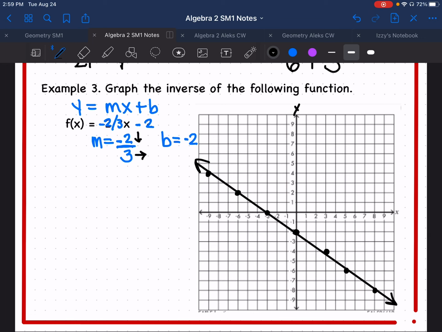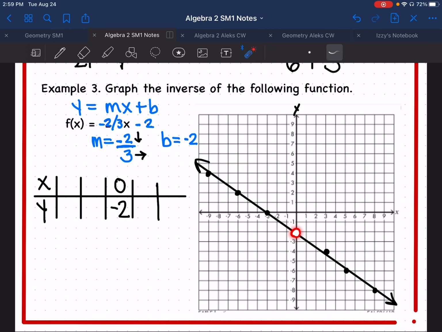I can go ahead and make a table. I'm going to make the table in this direction simply because I think it'll fit better. I want to make sure that I have my y-intercept in there. So I'm going to make some bars here so that I can have my y-intercept and about 3 other points. My y-intercept is this point right here at 0, -2. I'm going to do 2 points above it and put them here, and then 2 points below it and put them there. That's always a good table to have.